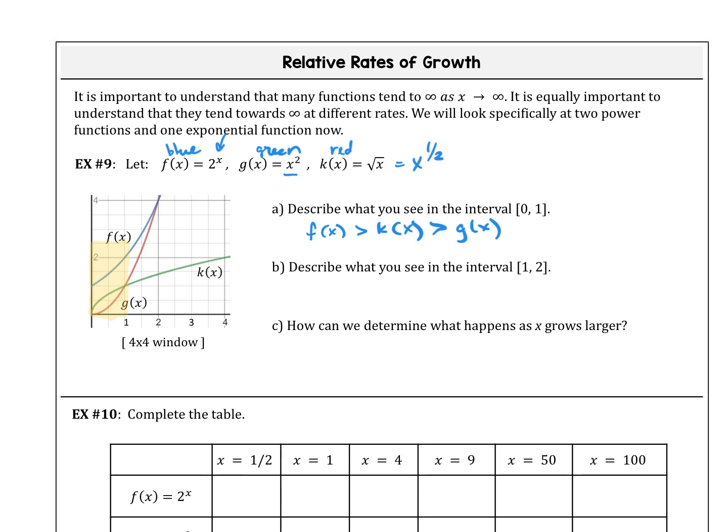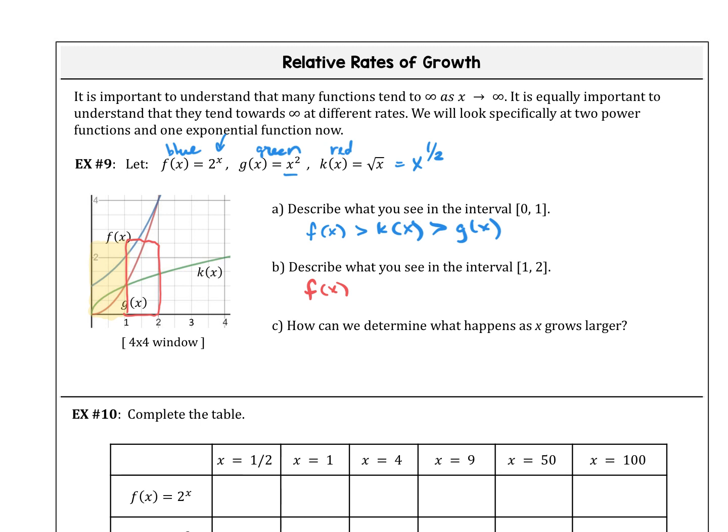However, let's now look from 1 to 2. So from 1 to 2, looking in here, instead, which one of those is still the highest? Which one's still the biggest there, in that next window? F of x is still the biggest. But now look at the green and the red. What's happened? Which one's bigger now in that window? Yeah, g of x is now bigger, isn't it?